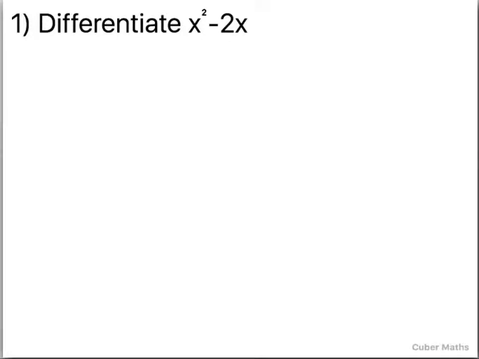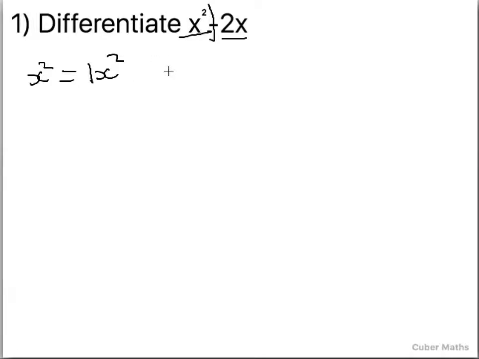So here we have our first problem, and it says differentiate x squared minus 2x. Now the first thing we're going to do is split our equation into different parts. So if we split it here, we've got x squared and we've got minus 2x. To start with, we're going to take our x squared. Now this is saying 1 times by x squared.